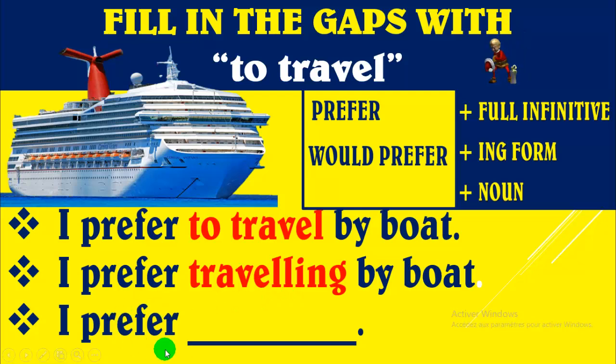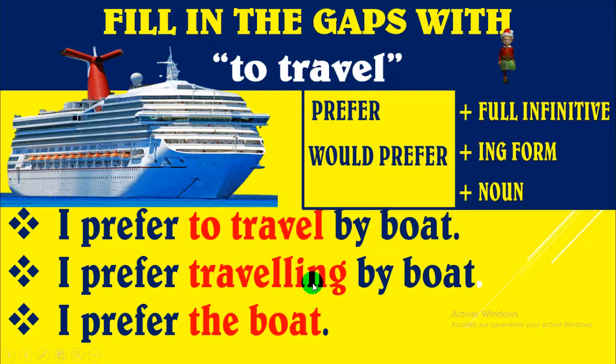And the last sentence will be a noun, as you can see here. I prefer the boat. Je préfère voyager en bateau. Mais je préfère le bateau. It is possible, yeah.